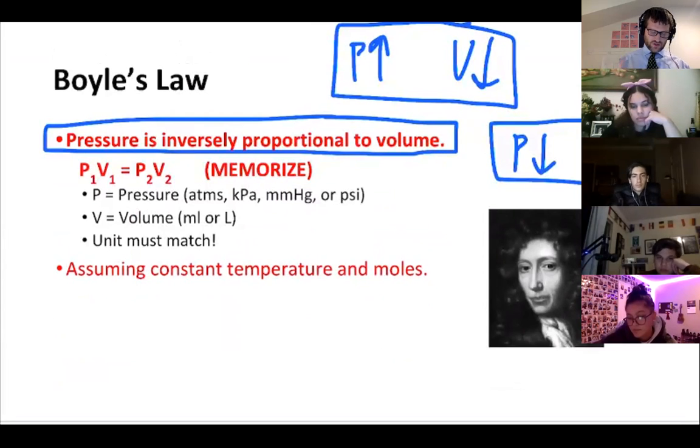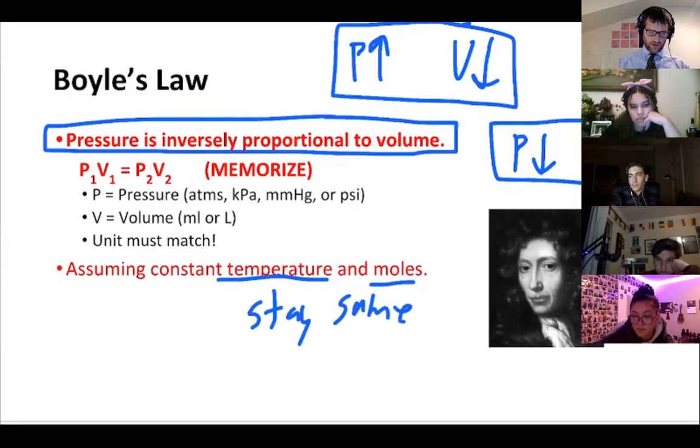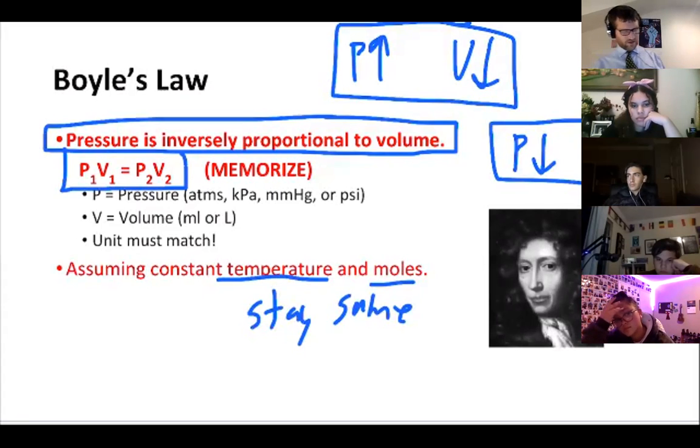Notice we're ignoring two variables here. We're going to assume that temperature and the amount of gas, the moles, are staying the same. We're not going to include those in our mathematical equation. So don't worry about temperature or anything like that. The equation is written like this: P1 V1 equals P2 V2. Again, just mathematically speaking, since they contradict each other, they're inverse. That's how you set it up.